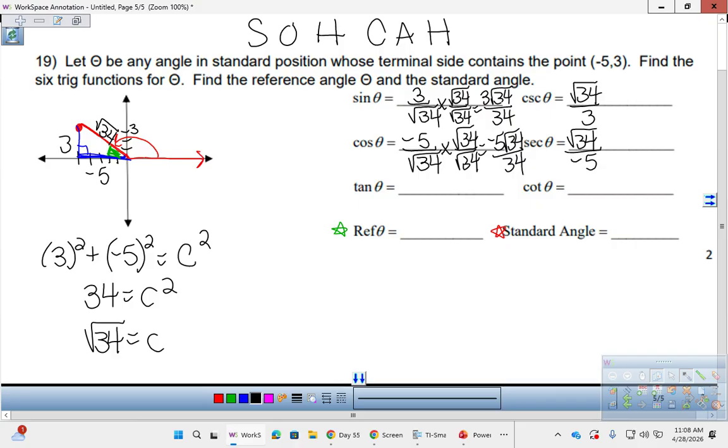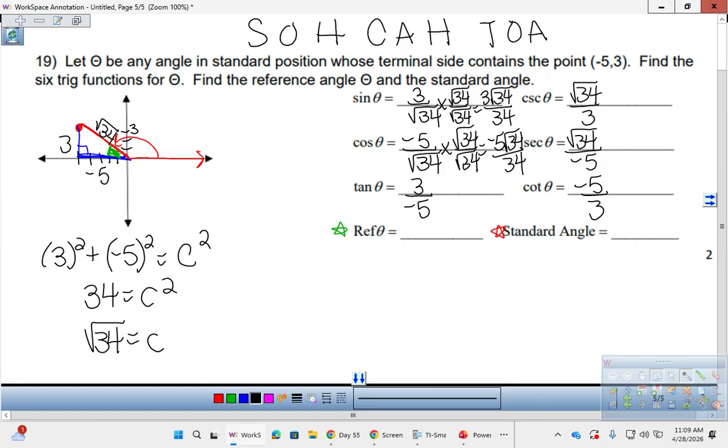And then tangent is opposite over adjacent. So the opposite leg is 3 and the adjacent leg is -5. And then I'll flip that here. We okay so far?